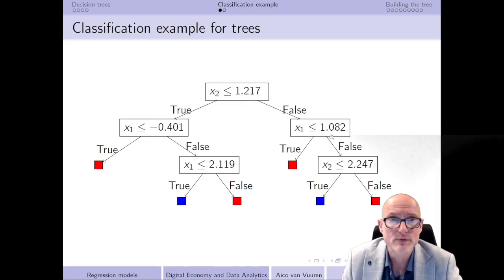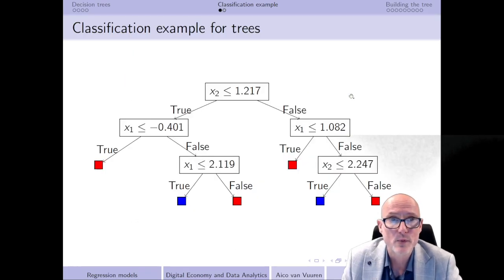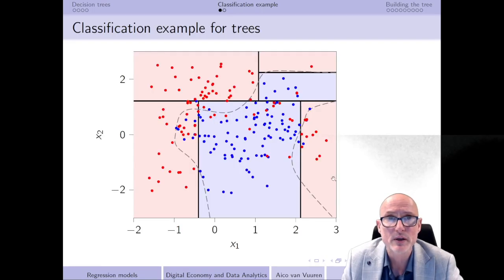Otherwise, we still have to decide whether x2 is smaller than 2.247. If that's going to be true, well then at that moment in time we make a blue prediction. That means, of course, that we are going to be in this area that we have over here. Otherwise, we are going to make a red prediction, and that means, of course, that we are going to be in this area that we have over here.